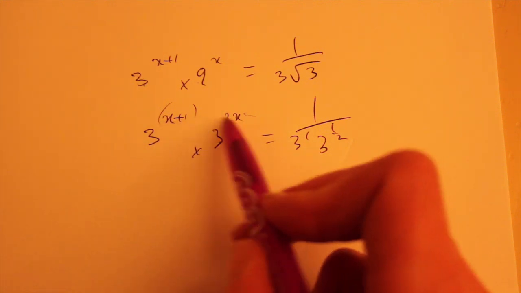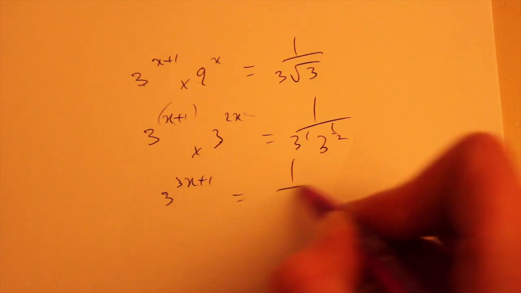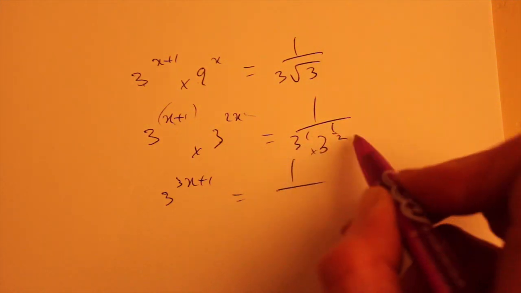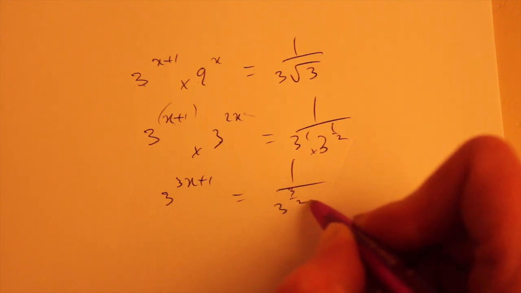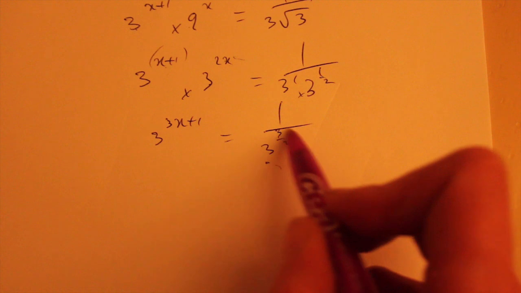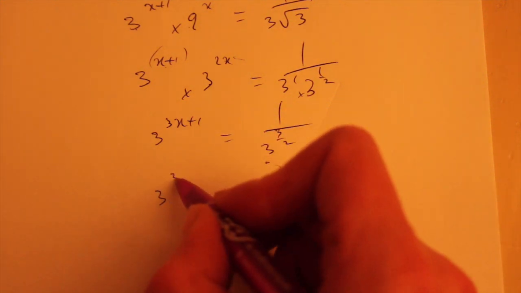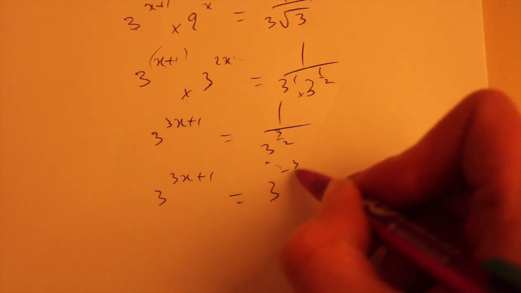Multiplying two numbers, add the indices. x add 2x gives you 3x add 1. And multiplying the numbers, add the indices. 3 to the 1 and a half, which is the same as 3 over 2. I can't just cancel these off at the moment. I must bring this up as a negative index. You must have 3 to the power equals 3 to the power.